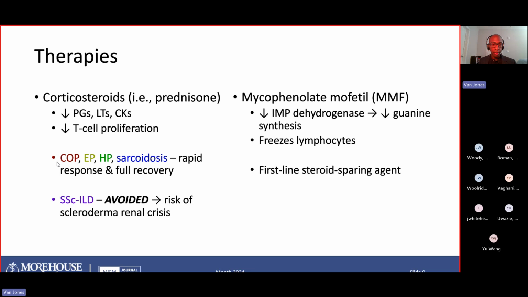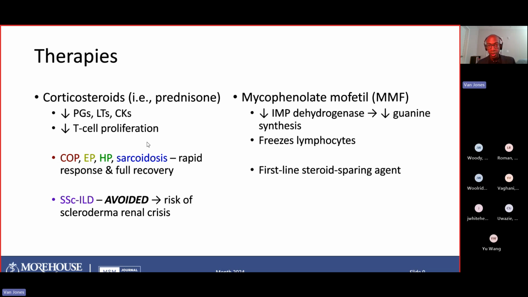In some ILDs, such as these ones listed here, corticosteroids are very effective. They can lead to a reversal of symptoms and even a full recovery. But corticosteroids are avoided in systemic sclerosis ILDs. This is because steroids can precipitate something called a scleroderma renal crisis, which, breaking it down, is just a rapidly progressive renal failure that can occur with people with systemic sclerosis. It accounts for about half the mortality associated with this disease. So because of that, you want to avoid anything that can trigger this. So steroids are not used first.